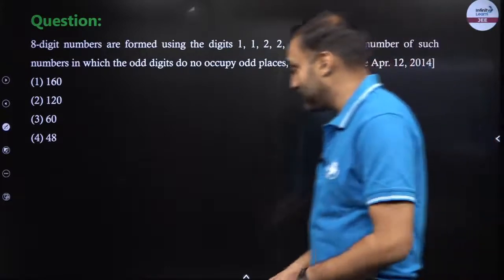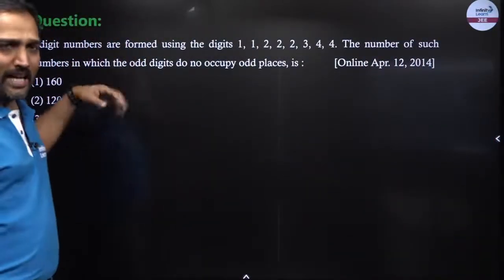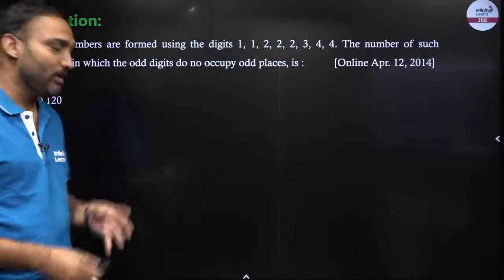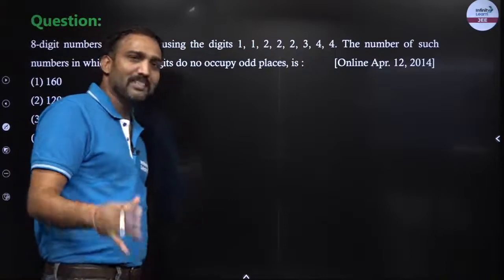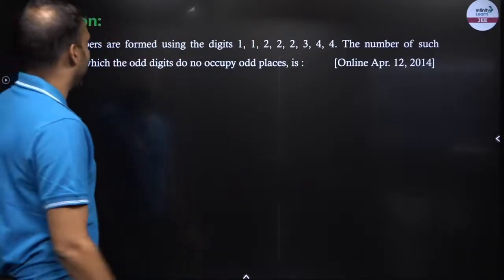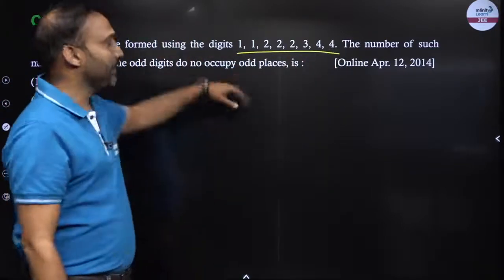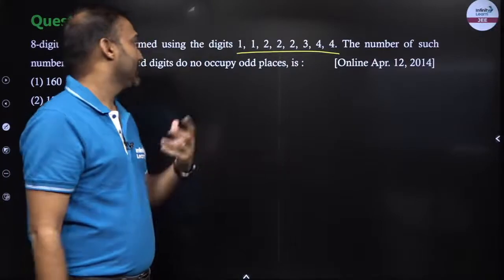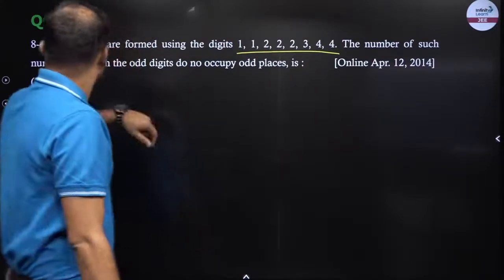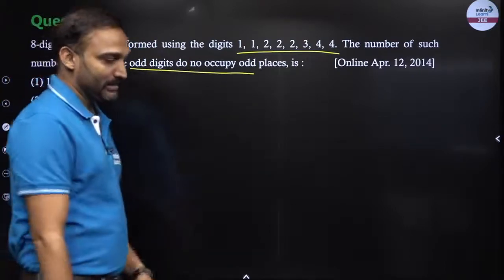Now the next example: 8-digit numbers are formed. You are also observing, right? In the PYQ, there are more problems on the number system, and whenever a problem of the number system is there, that means I have to use the basics. So now 8-digit numbers we have to form, and what is given? They have repeated the numbers. There are 2 1s, 3 2s, 1 3 and 2 4s. Okay, fine. So the number of such numbers in which the odd digits do not occupy the odd places.